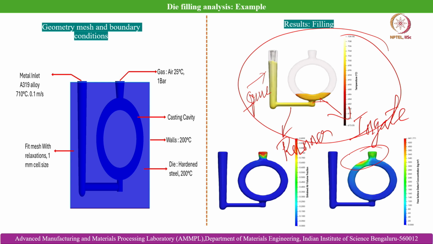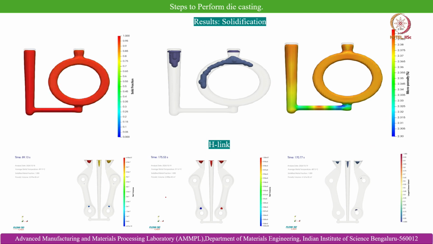So this is how the input conditions are set. This is the sprue inlet, which serves as the pouring basin, and this is the top open riser. This is the computational domain mesh utilized for studying the die filling behavior, and this is the casting cavity, with walls, wall temperature, and die material considered here as hardened steel. And these are some further results.